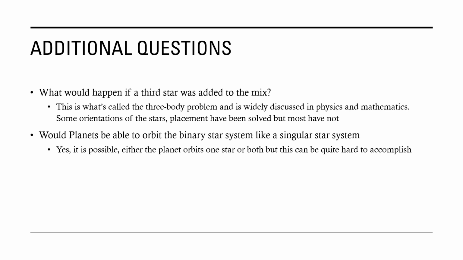And as for if planets were added to the system, would it be able to orbit like a singular star system? It is possible, and there are two types of orbits. It could orbit either one star or both stars, but it would be quite hard to accomplish.